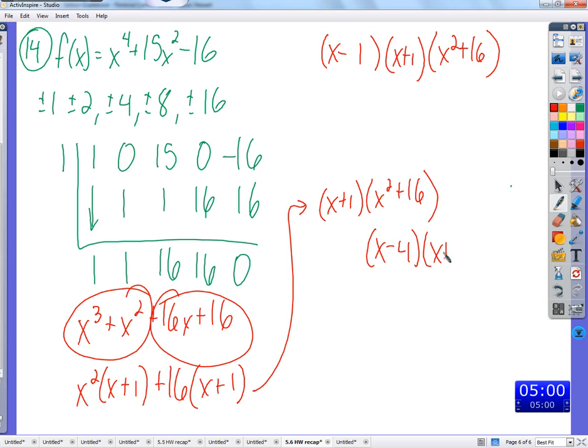Okay, let's see what that'll give us. So x minus 4 times x plus 4 will give us x squared. It'll give us negative 4x plus 4x. So that'll give us 0x, like that. But now that gives us minus 16, right? That's a difference of squares. But this is a sum of squares. So, okay.